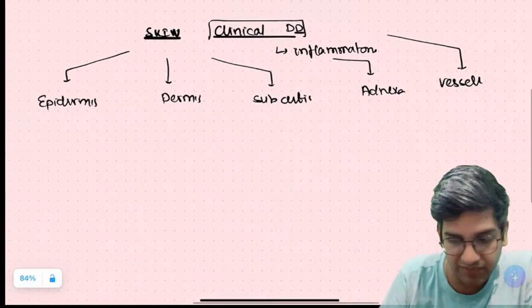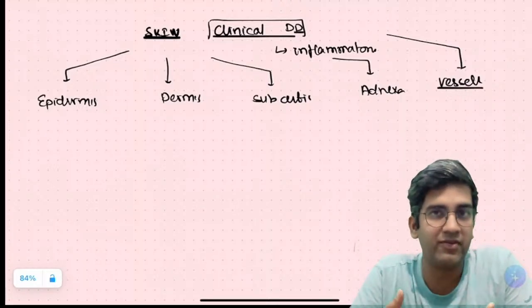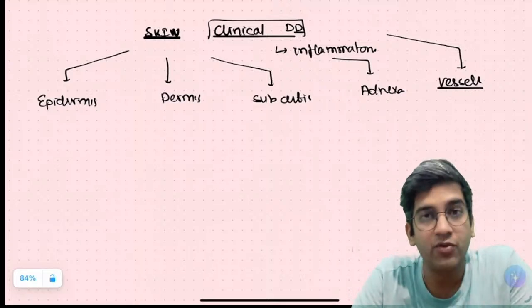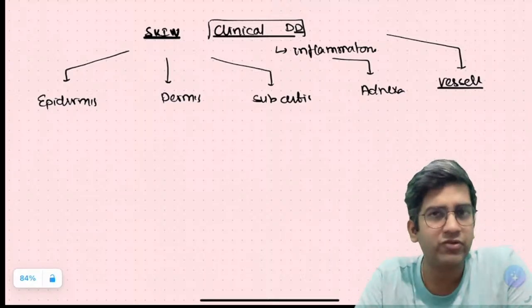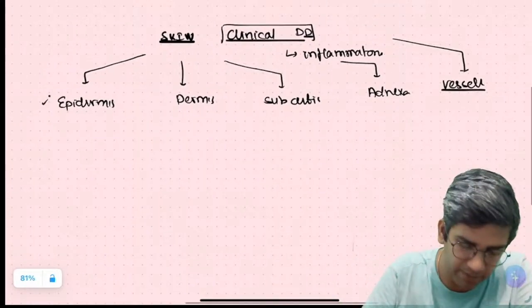I'll tell you why vessels are very important for me: quite a few skin conditions present as vasculitis, and quite a few skin lymphomas present with skin conditions. For that, I have to know where to focus. Vessels are also one of the entities I wanted to focus on, right? So I have 5 important areas.